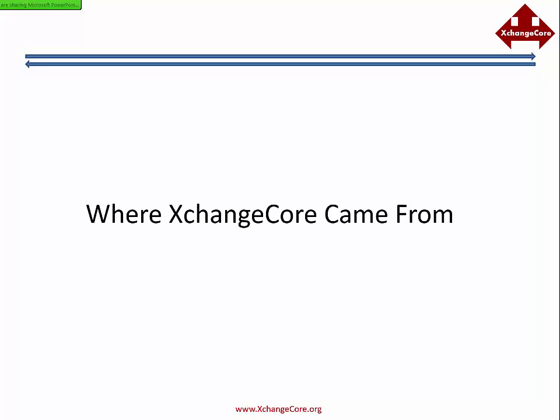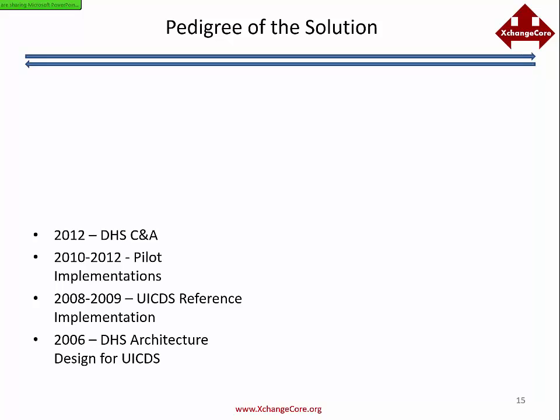XchangeCore has a proven history. It started out in 2006 with the Department of Homeland Security to design something that was then called UCITS. A couple of years took place to build a reference implementation to actually create the software. A couple of years of pilots led up to the Department of Homeland Security certification and accreditation of this software to operate on DHS secure networks.